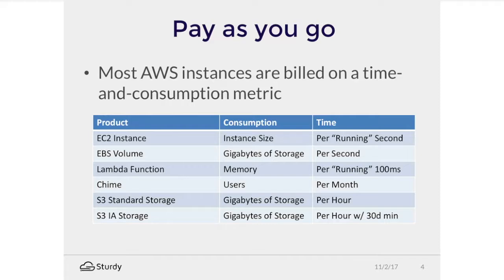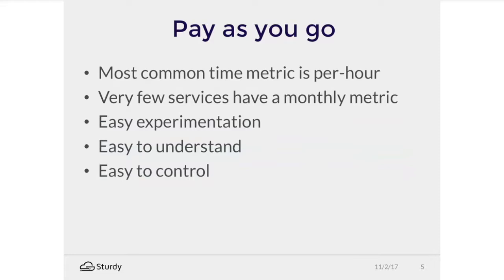And then on the contrary, if you look at S3 IA storage, which is infrequently accessed storage, here we've got the same metric of gigabytes, but we have a 30-day minimum. So when we put something into infrequently accessed, we will pay for that object for 30 days, even if we delete it before then. So there are a lot of different time metrics, and there are a lot of different consumption metrics, and the permutations are quite vast. This is perhaps what makes AWS pricing complicated, and this is where understanding the metrics can make a big difference.